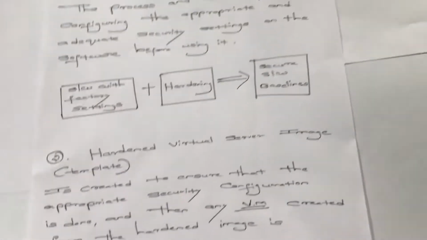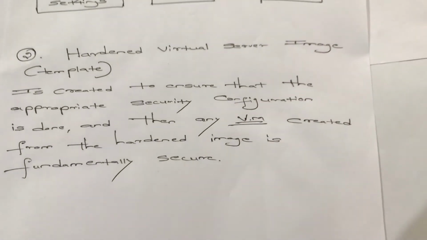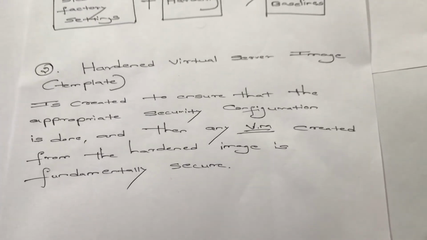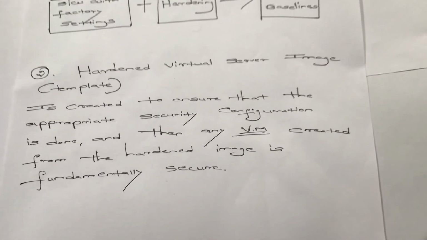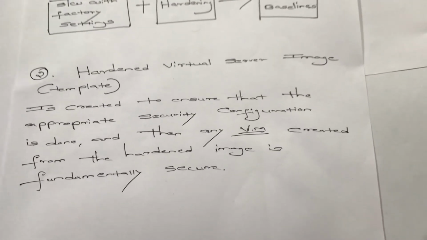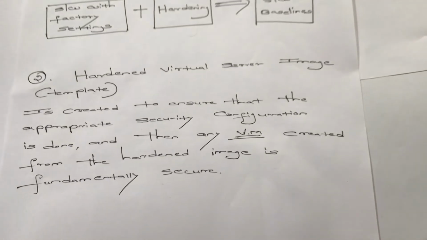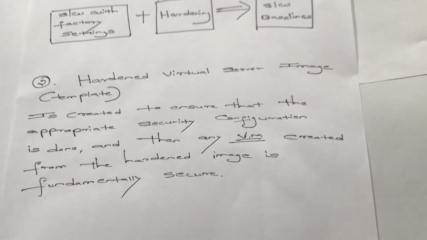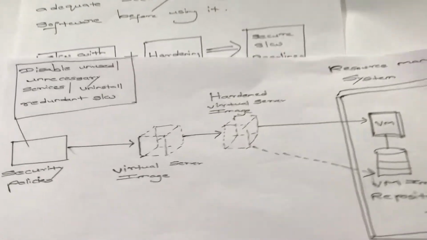Next we will see what a hardened virtual server image template is. First we will read the definition. A hardened virtual server image template is created to ensure that the appropriate security configuration is done, and then any virtual machine created from the hardened image is fundamentally secure. So we will see the diagram, how exactly it works.